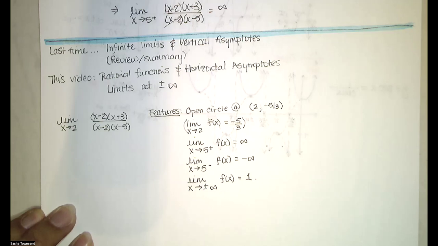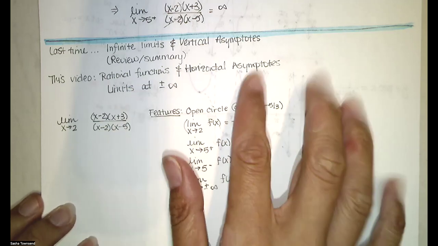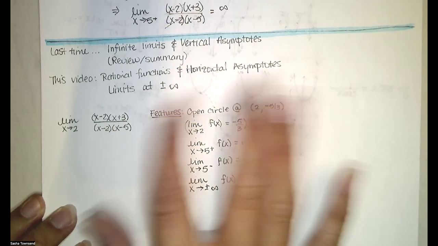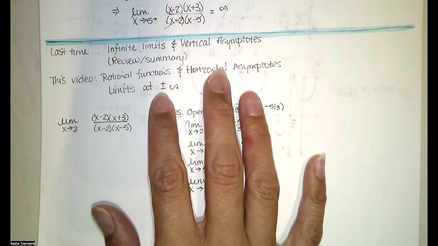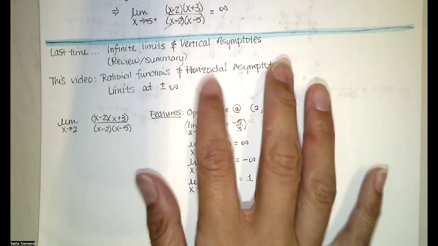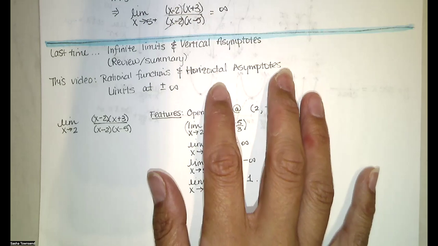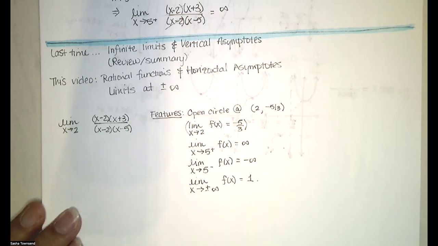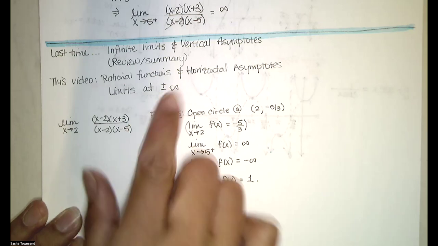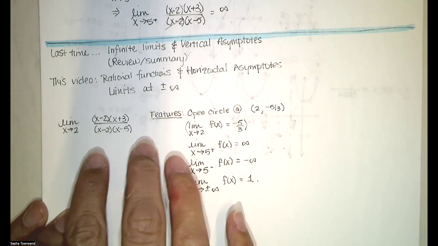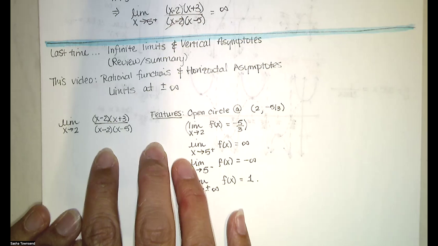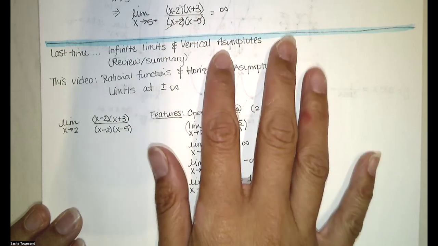In this video, I'm going to talk about rational functions and horizontal asymptotes. These are otherwise known as limits at plus or minus infinity. We can talk about horizontal asymptotes for different kinds of functions as well, but rational functions are the simplest example. We alluded to this in the example at the end of the last video over infinite limits and vertical asymptotes.